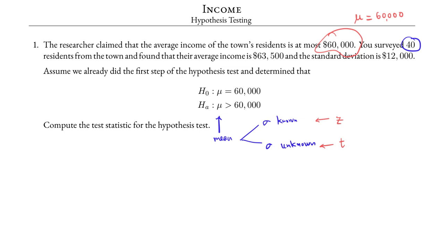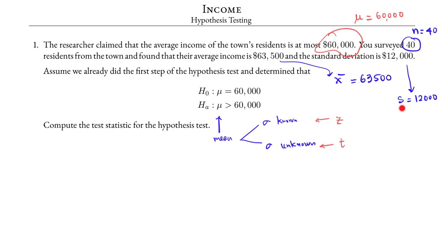40 residents in the sample. So n equals 40. That is the sample size. $63,500 is the mean of the sample of 40 residents. So we would label it X bar. So X bar equals 63,500. And this standard deviation is the standard deviation of the sample of the 40 residents. So this is S equals 12,000.